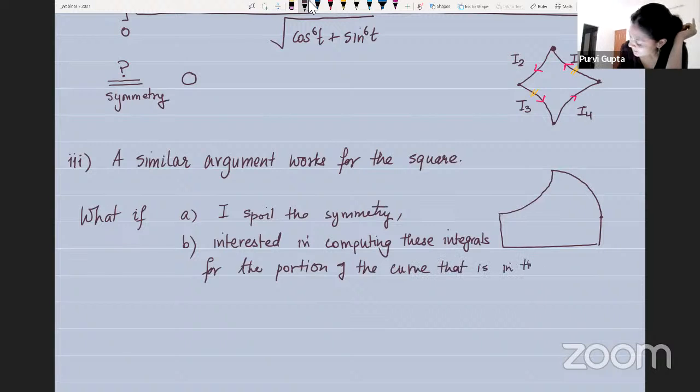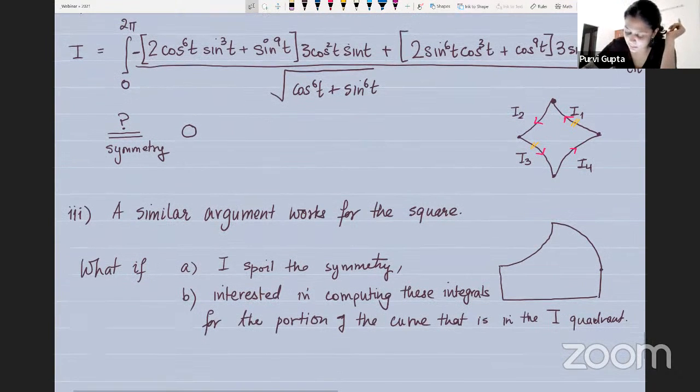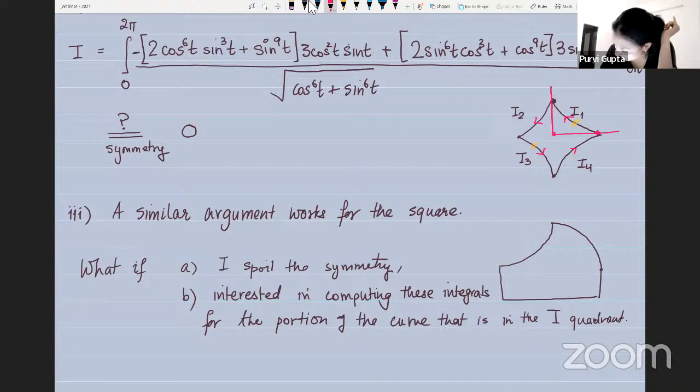In the first quadrant. So what I mean by that is I'm not really interested in computing this integral along the full asteroid. I really only want this piece over here. I want to do this integral only, let me use a different color, only along this blue piece in this direction. So then this symmetry argument is not going to help because these cancellations will not occur.